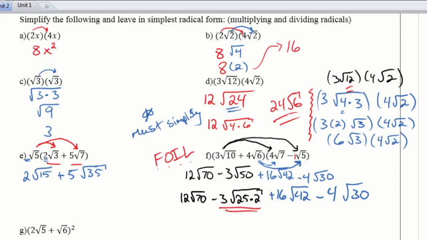So I'm going to just carry everything down. 12 times the square root of 70. In this case, I don't have to worry about the 3 out front quite yet. The square root of 25 is going to give me 5, and then the 5 times the 3 are going to give me 15.